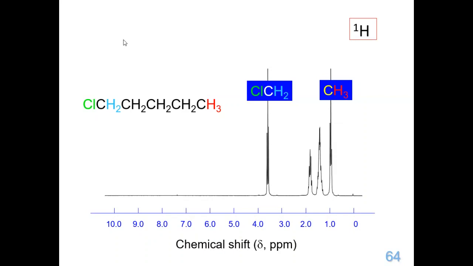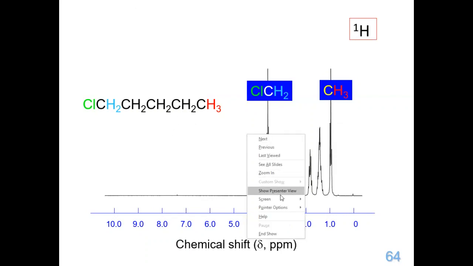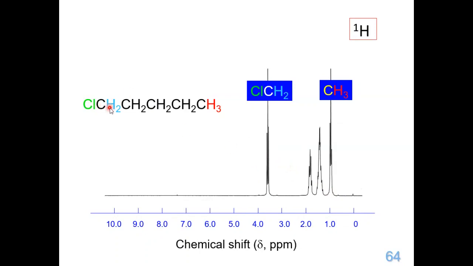I hope you all know, because chlorine is a powerful electron withdrawing group, this peak comes from those 2 protons, and the methyl peak comes from these 3 protons, obviously. This one comes from here, and these 2 protons give you this peak.